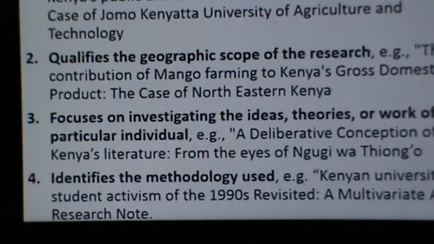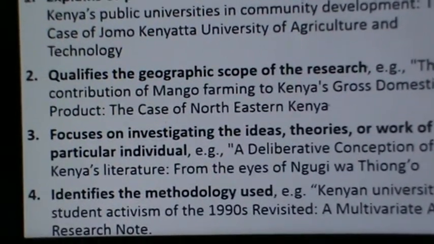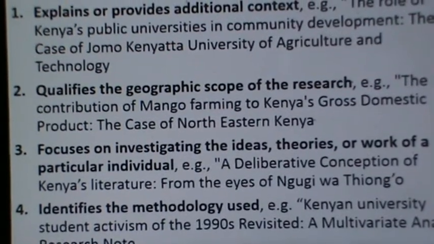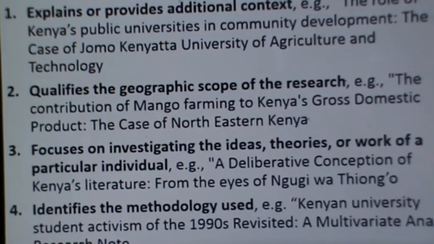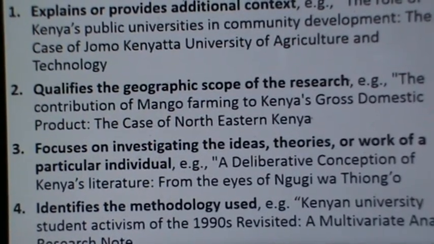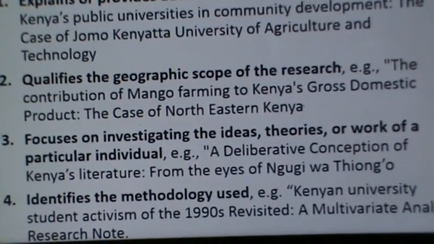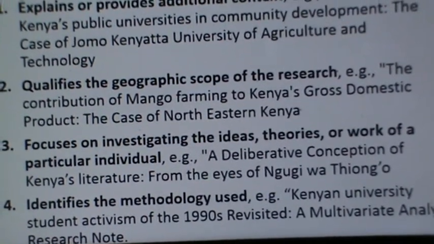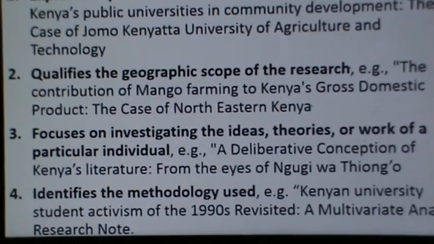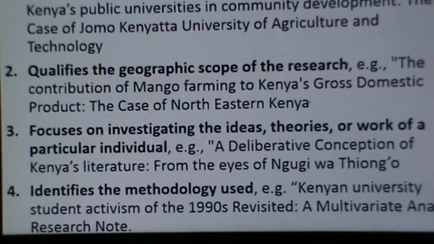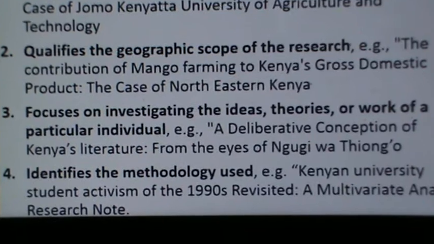A subtitle qualifies the geographic scope of the research. For example, the contribution of mango farming to Kenya's gross domestic product, the case of northeastern Kenya. Northeastern Kenya is the geographic scope of the research. The research is on Kenya, but we want to show the geographic scope, and therefore a subtitle becomes important.